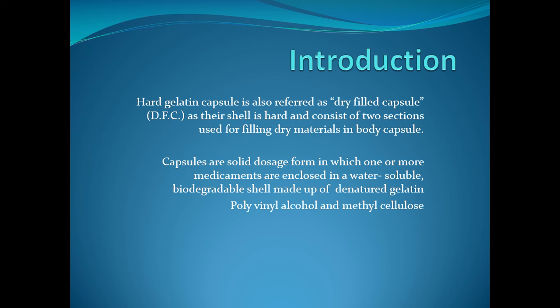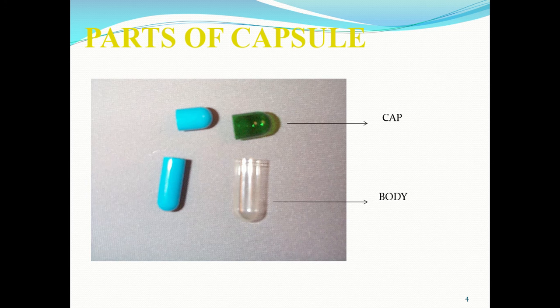In another way, capsules are a solid dosage form in which one or more medicaments can be enclosed in a water soluble, biodegradable shell. The main ingredient is denatured gelatin; polyvinyl alcohol and methyl cellulose are also used to prepare a shell that is biodegradable. This is what the capsule shell is all about, the hard gelatin capsule.